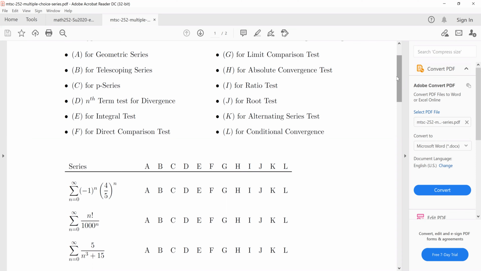I could go. I think I know two. Geometric and alternating series test. Okay. So we have the geometric series test and the alternating series test. So now with the alternating series test, what would you have to show?